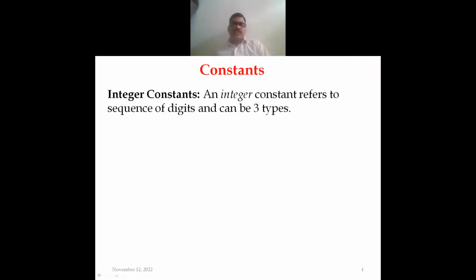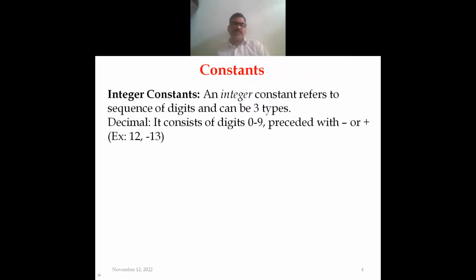An integer constant refers to a sequence of digits, and it can be of three types here. A decimal constant consists of digits 0 to 9, preceded with a plus or minus symbol. Examples are 12, minus 13, like that. So they can be decimal constants.